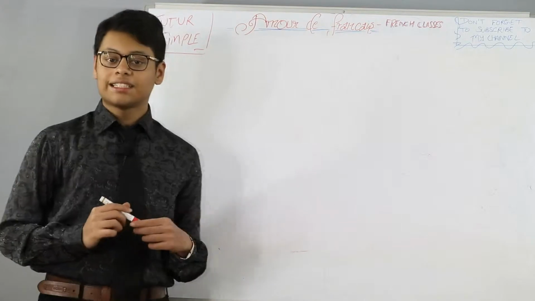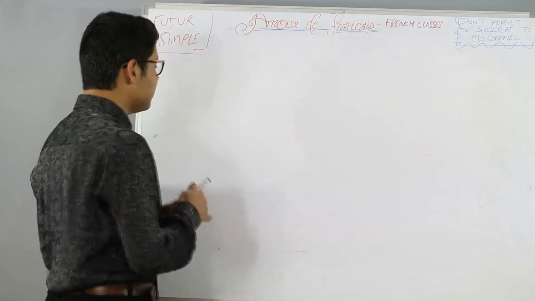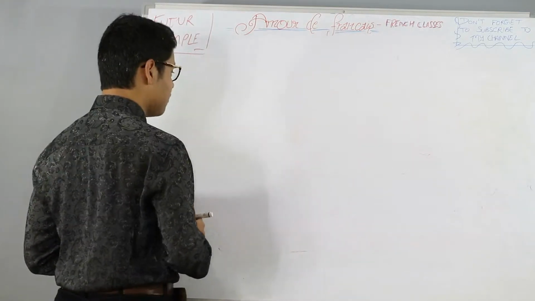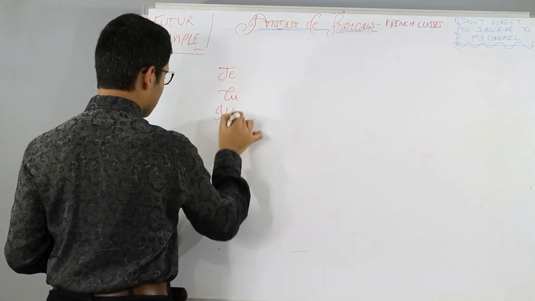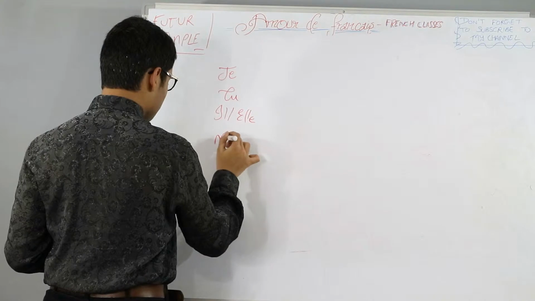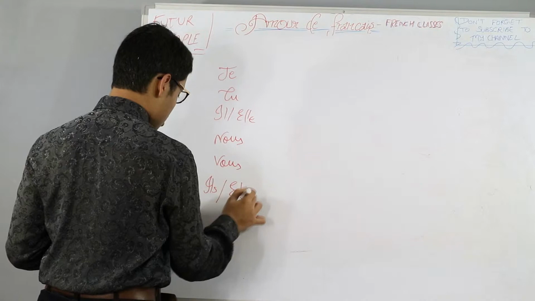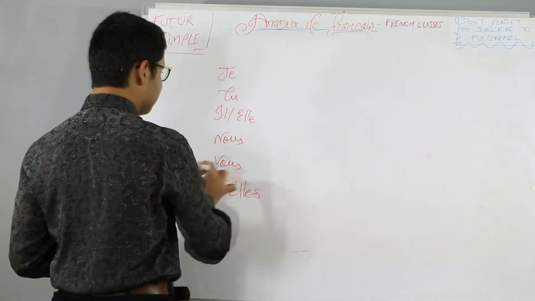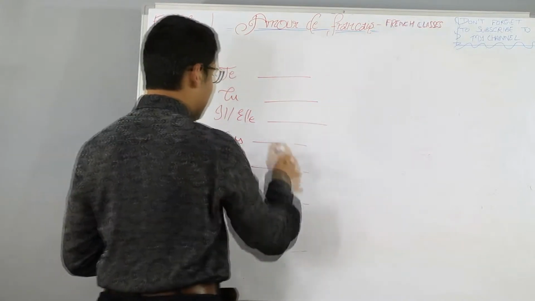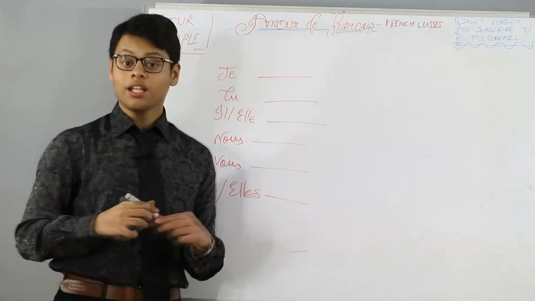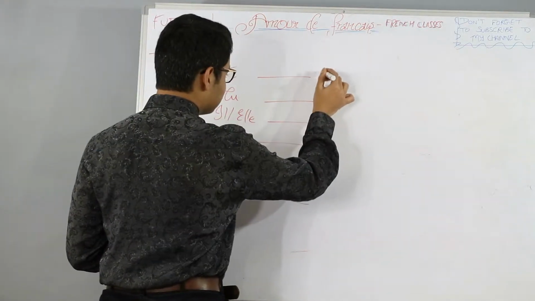Now, a question arises: how to do futur simple in French? Before that, we first need to learn the endings which are used in futur simple. First, let us write the subjects: je, tu, il, elle, nous, vous, ils, elles. First, put some blanks. These blanks represent the stem, and we will come to know what these stems are within a few minutes. And now the endings.